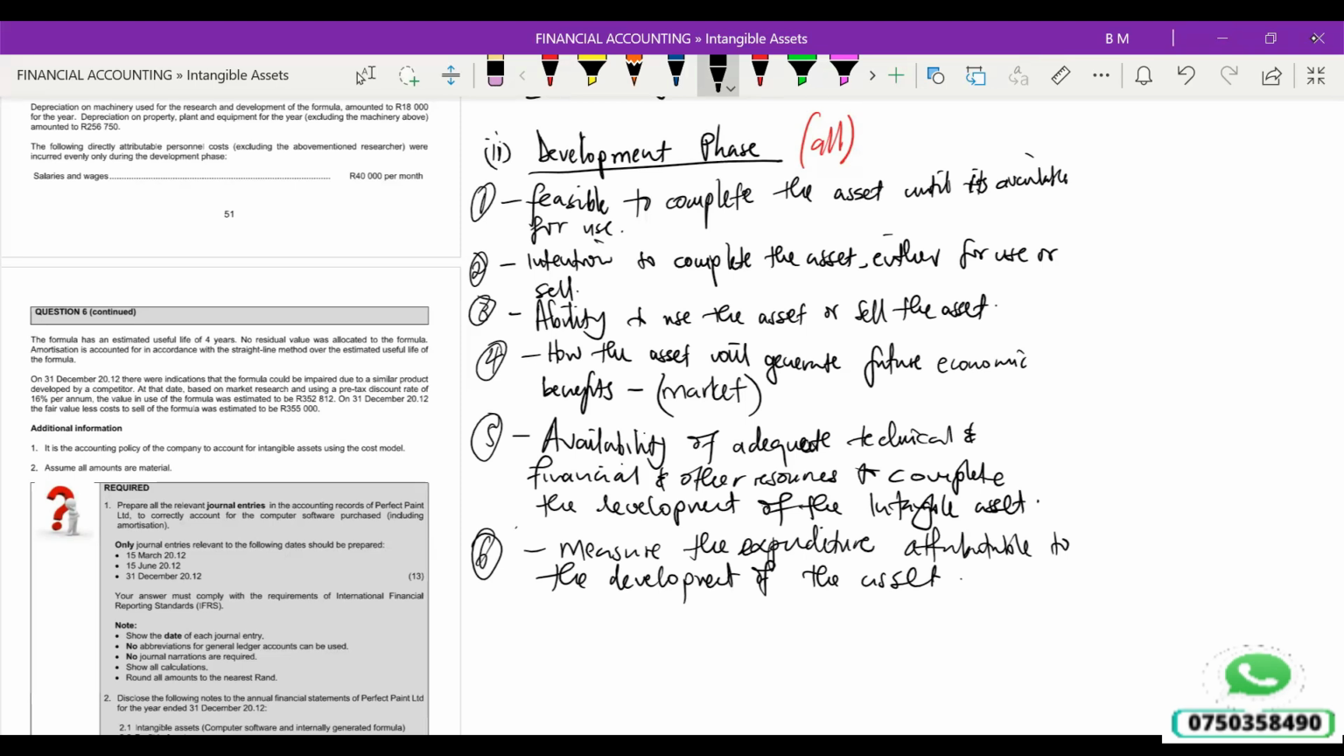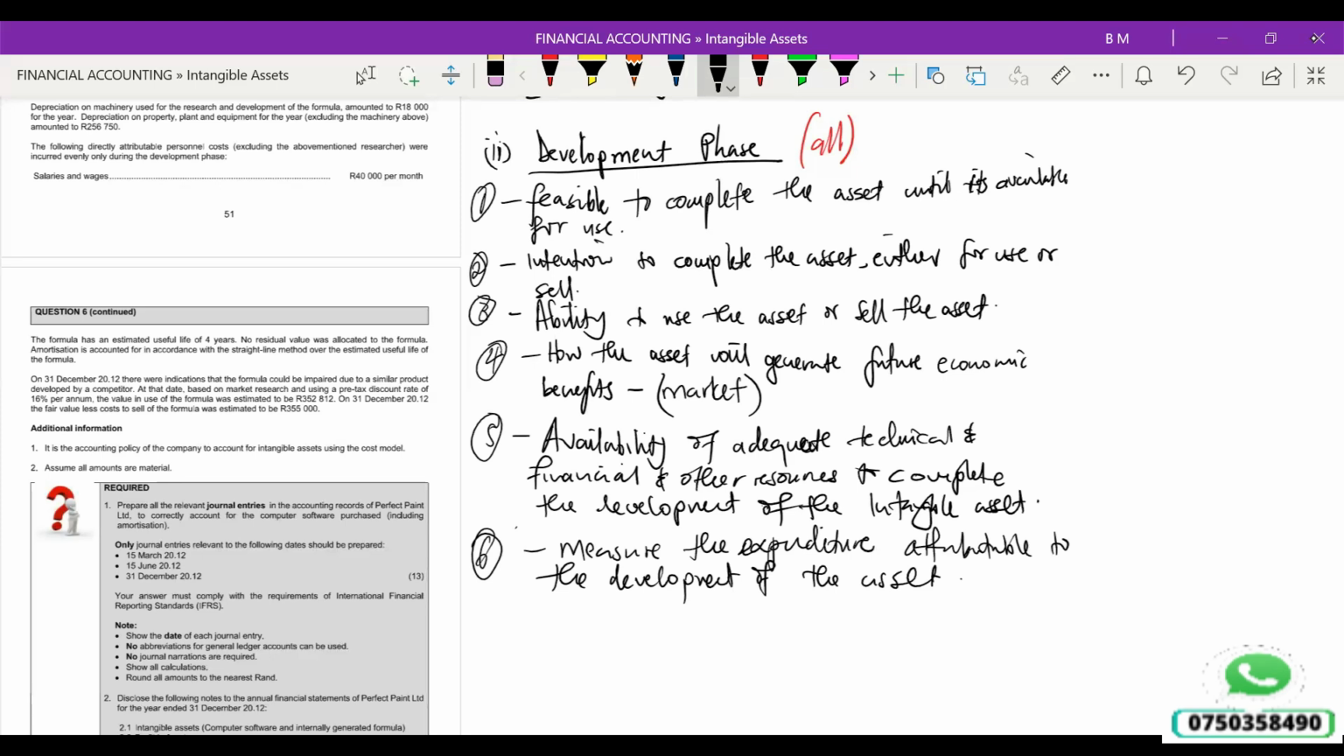Then we put it aside, and at the end of the day, when you talk about the measure of the expenditure, guys, we're talking about dates. You are able to demonstrate or identify from the question that, you know what, they did the research from this date to this date. And from this date up until this date, they started the development of the formula. So that means the business is able to attribute costs that were incurred from this date to this date. So we are able to measure the expenditure that is attributable to the development of the asset.